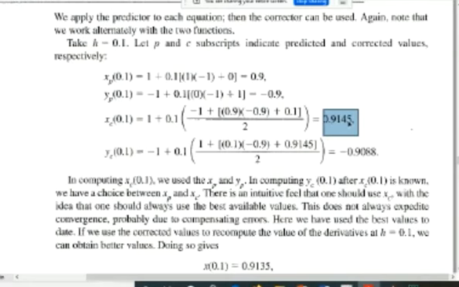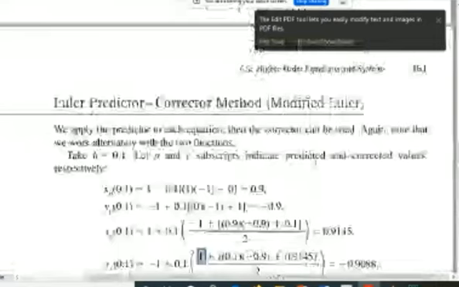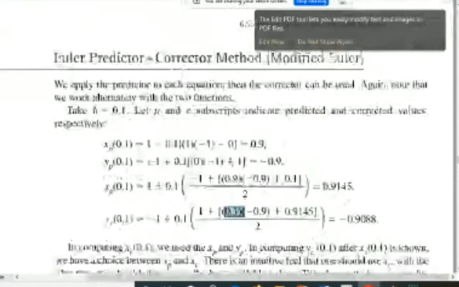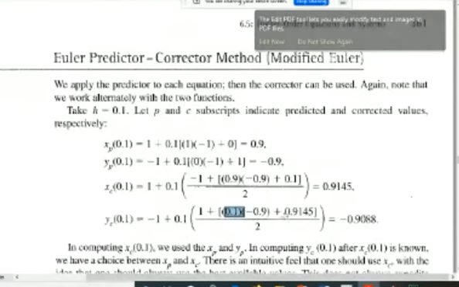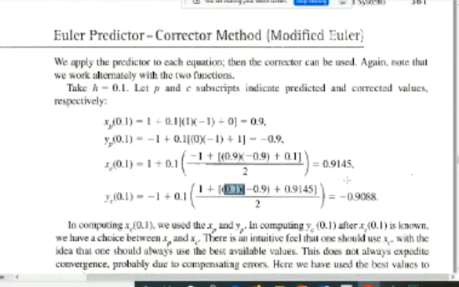Also, the corrected value plus 0.1, which is the first value of x and y at the initial point. 0.1 is h, 1 is the value of x, and you can see x plus ty plus t or h minus 0.9, the predicted value of y plus the corrected value of x, as you can see here, divided by 2, and the corrected value of y is obtained as minus 0.9, and we can notice the difference between predicted and the corrected value.